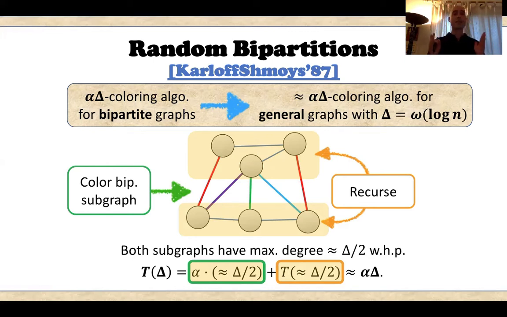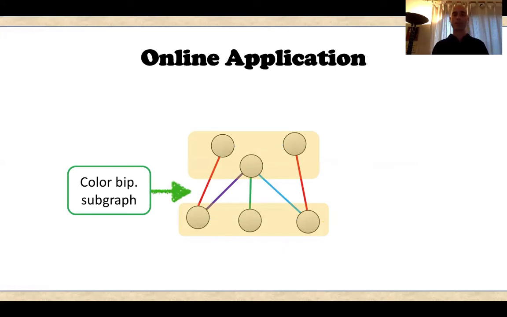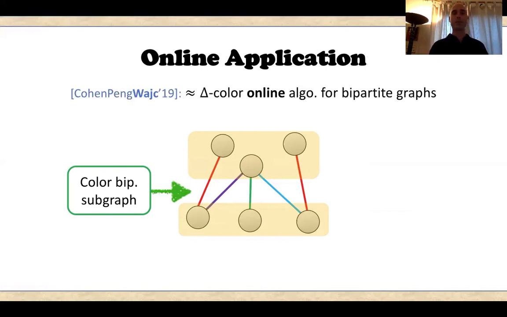Great, so as I said, this reduction of Karloff and Shmoys was used in the context of parallel algorithms, but the same approach works in an online setting. Before running your algorithm, you just pick which vertex goes to which side, or maybe when a vertex shows up, you flip a coin. And in that case, it might seem like we're basically done. We already know a roughly delta coloring algorithm for bipartite graphs, this one. And so you might wonder, why am I telling you about a 1.9 delta coloring algorithm, when it seems like I should be able to get a delta coloring algorithm from the random bipartition approach?